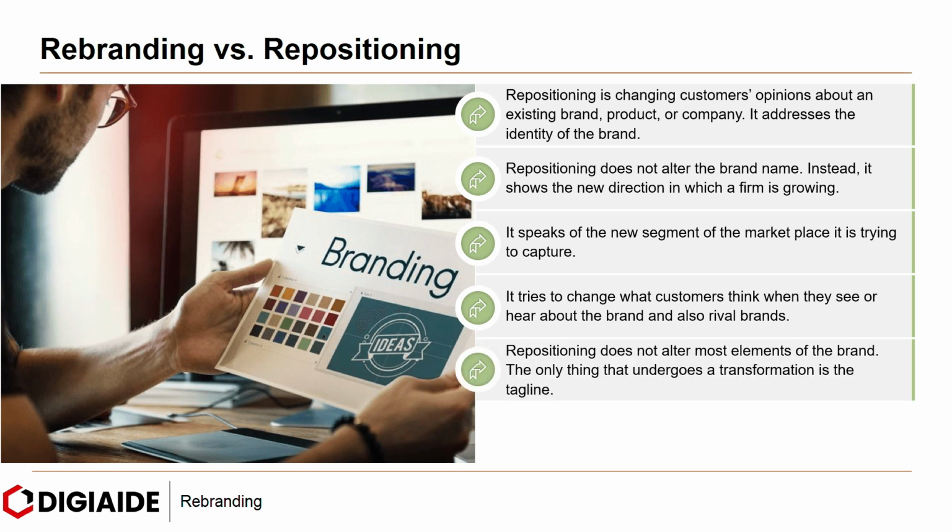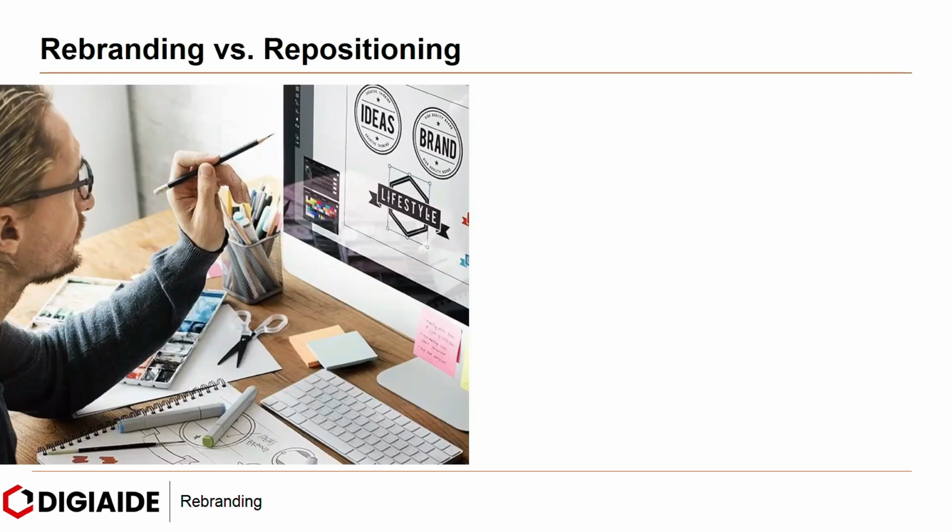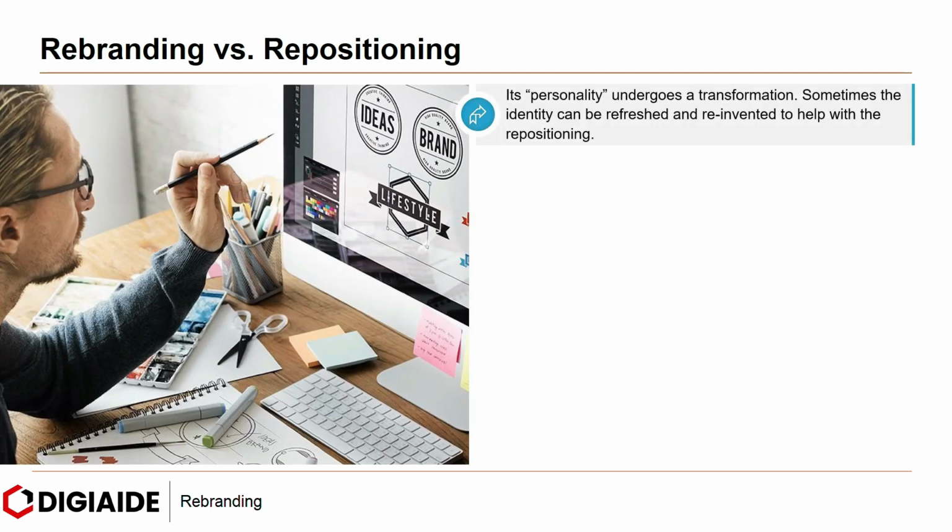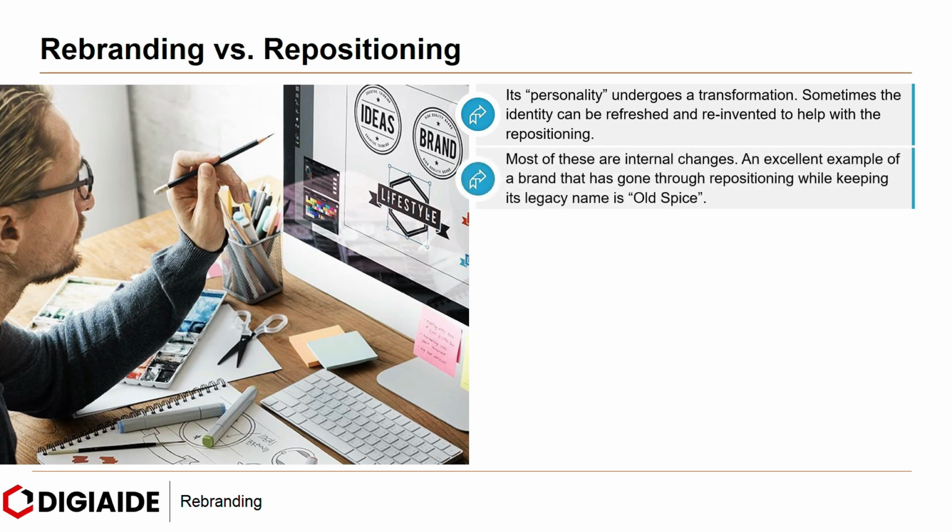Repositioning does not alter most things. The only thing that undergoes change is the tagline, what the brand says it offers to its customers. Its personality undergoes a transformation. Sometimes the identity can be refreshed and reinvented to help with the repositioning. Most of these are internal changes. An excellent example of a brand that has gone through repositioning while keeping its legacy name is Old Spice.